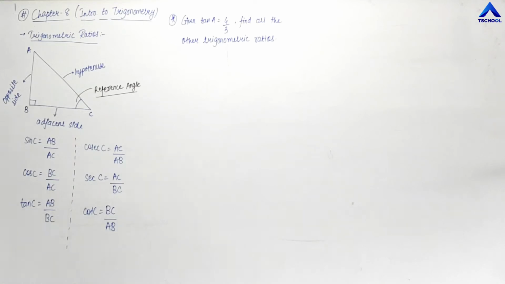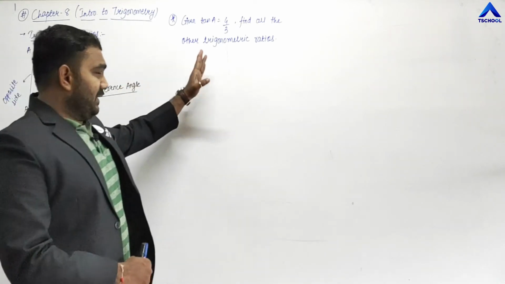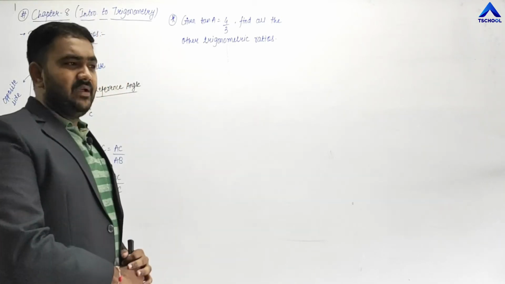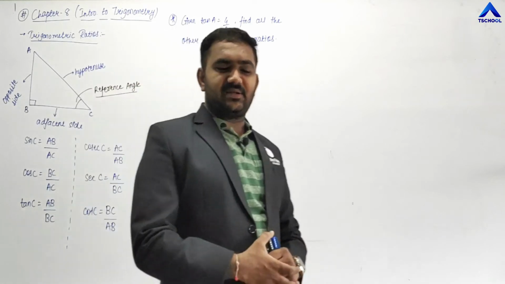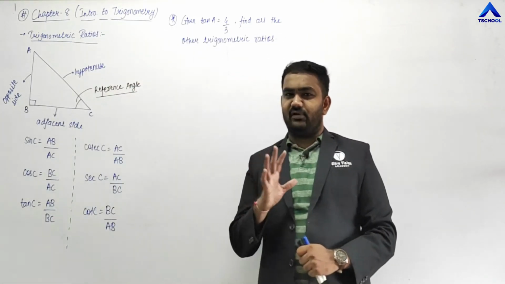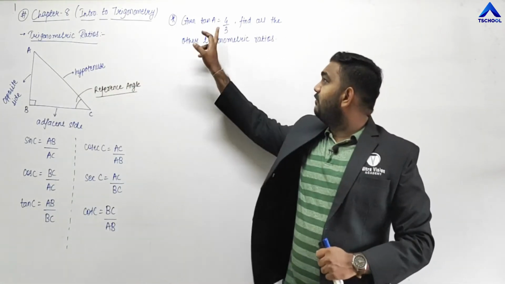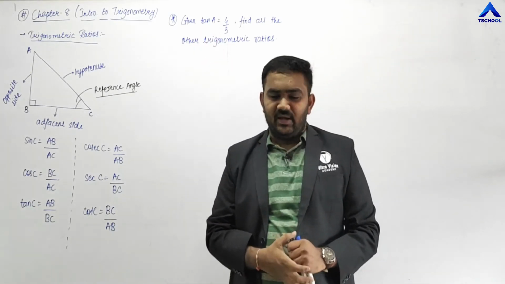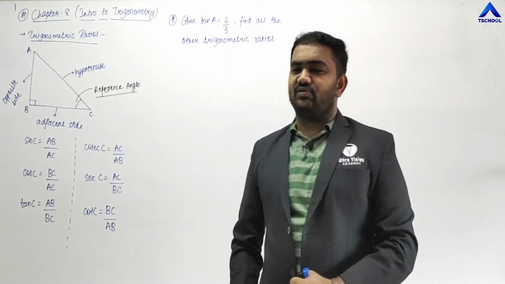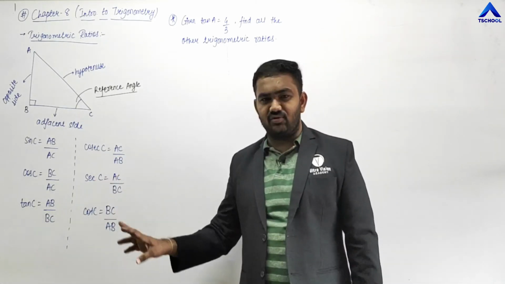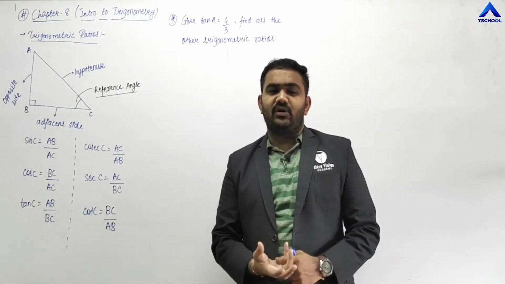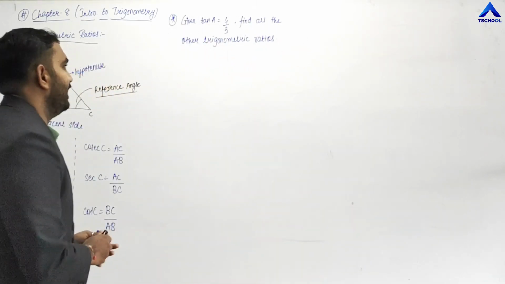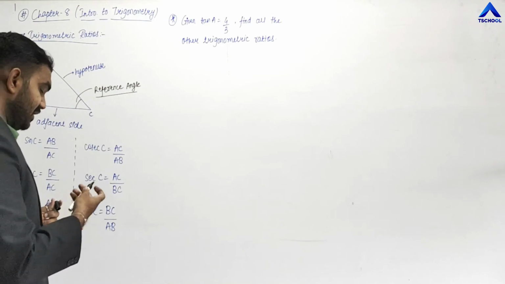We have a question here, friends: given tan A equals 4 upon 3, find all the other trigonometric ratios. Whenever you are asked this question in an examination, you will be given one of the ratios, like tan A equals 4 upon 3, and you need to find the rest of the ratios. That means there are a total of 6 ratios. One will be given, and you need to find the remaining 5 trigonometric ratios. So let us see how this sum can be solved.